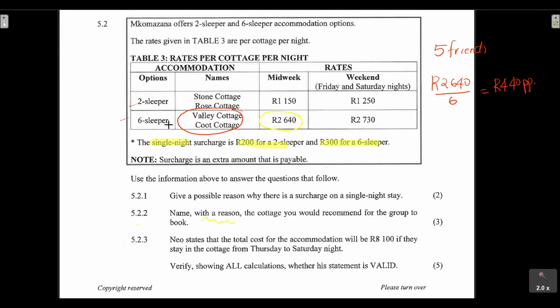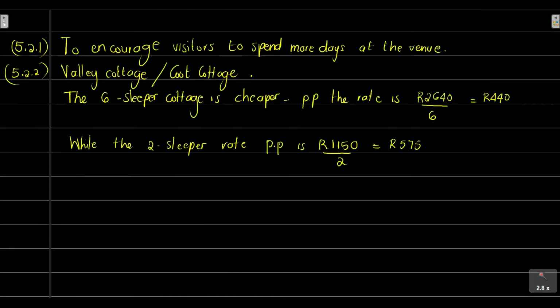Okay, so we can write that as a reason. The reason why you recommend the Valley Cottage is that the 6-sleeper cottage is cheaper per person. The rate per person is 440, while the 2-sleeper rate per person is 575. So you can see that the 2-sleeper is way more expensive. If your reason is along this path, then it would be marked correct.